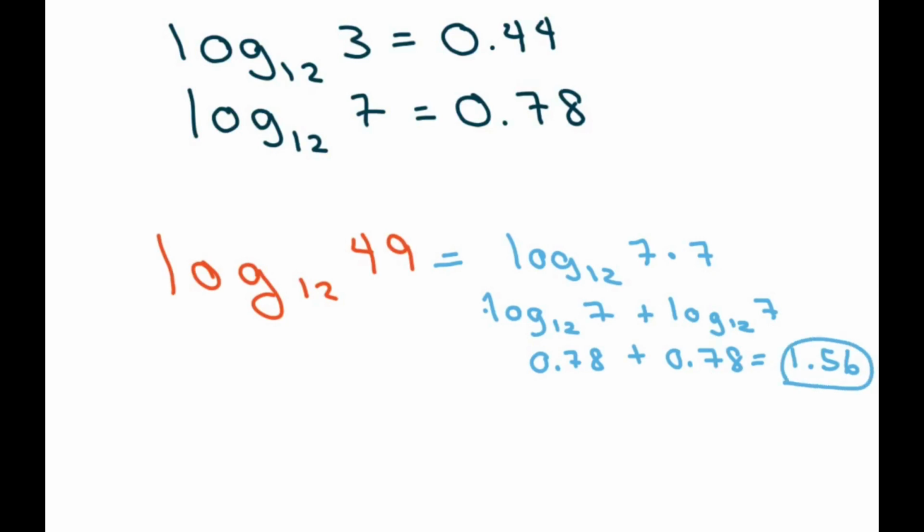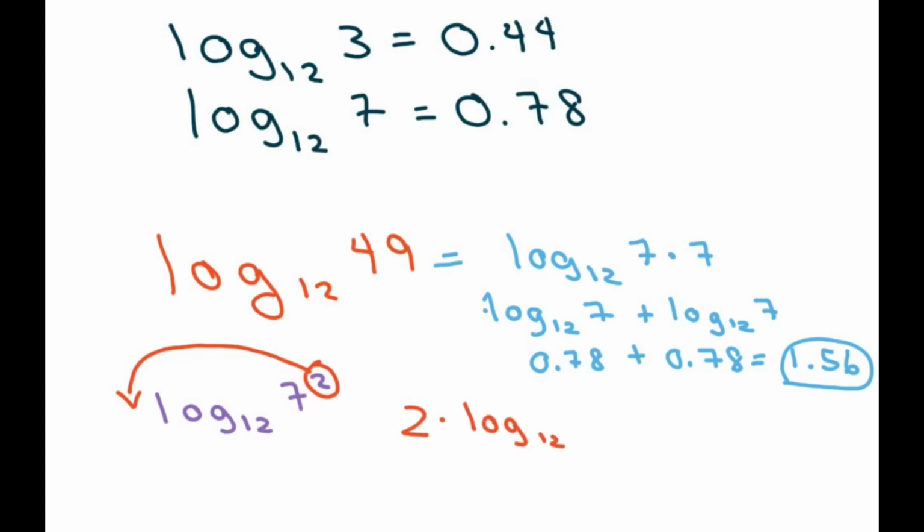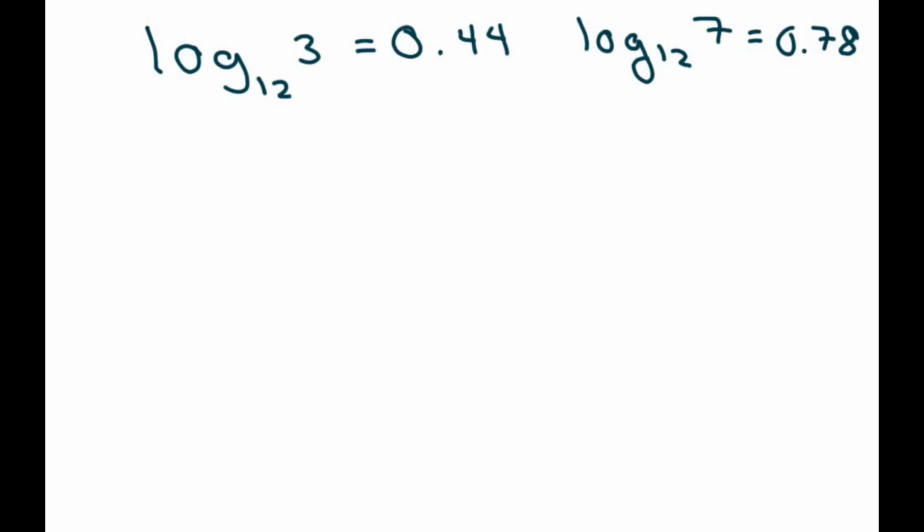Or what you could do is write it this way, log base 12 of 7 squared. Now I can use my power property, which is actually the most important property, and bring this 2 in front. So you have 2 times log base 12 of 7. So that's going to be 2, and log base 12 of 7 is 0.78, and you get the same answer as 1.56.